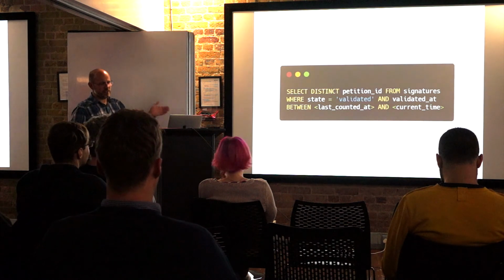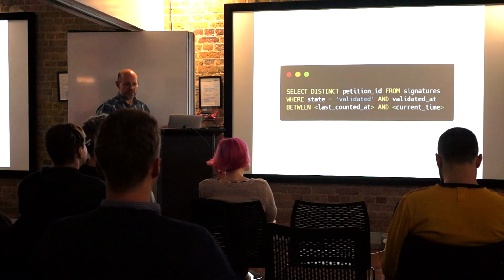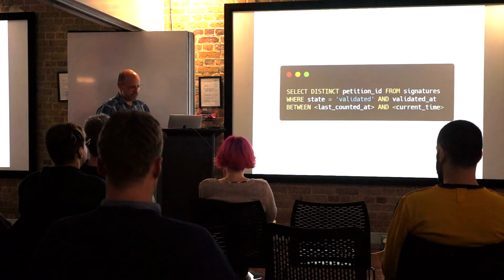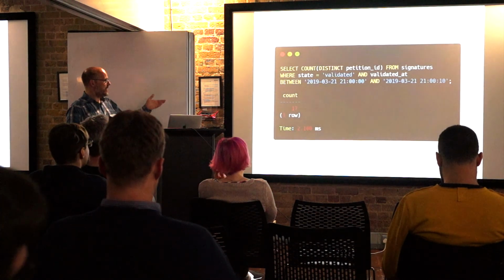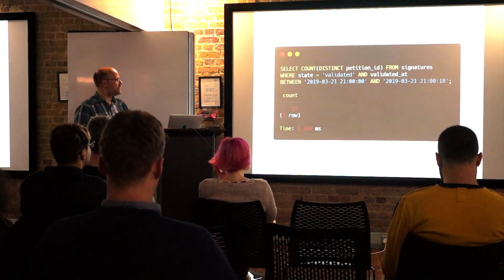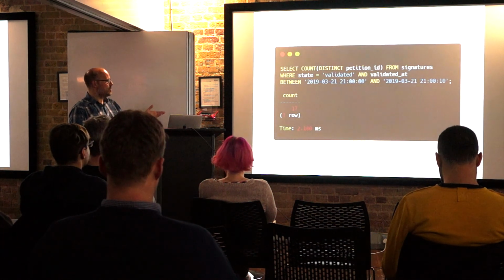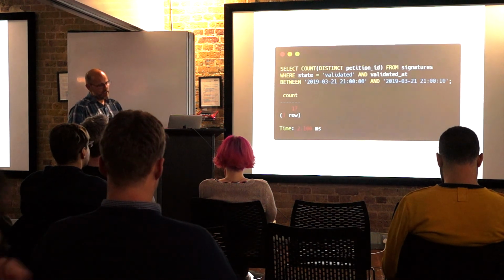Firstly, we use the performance of the database to tell us what petitions have been signed within that time period since the signature counts were updated, rather than doing all of the open petitions. And as you can see, even at the peak of signature rates at that period, it takes just a couple of milliseconds to tell us that 17 petitions were signed. So it massively reduces the number of petitions that we have to count.